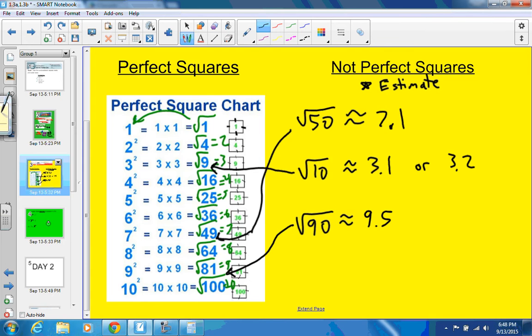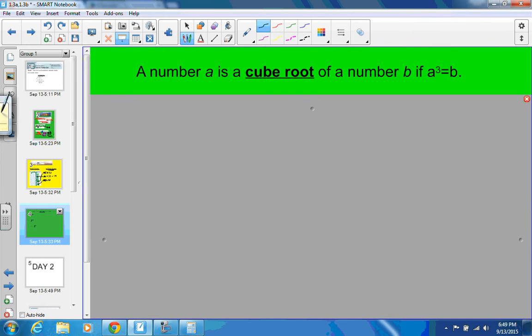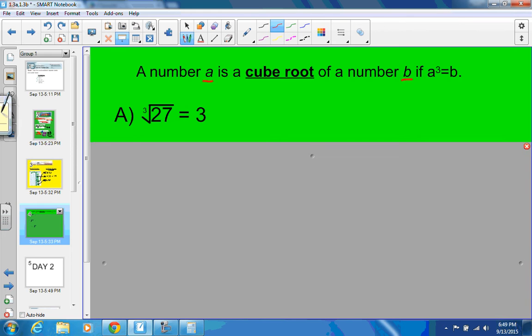Okay, let's go on to cube roots. Cube roots are slightly different. The only thing different we said here, these are variables. A number a is the cube root of a number b if a cubed gets you to that b. So if you're trying to find the answer of a square root, that would mean what number times itself would get you there.